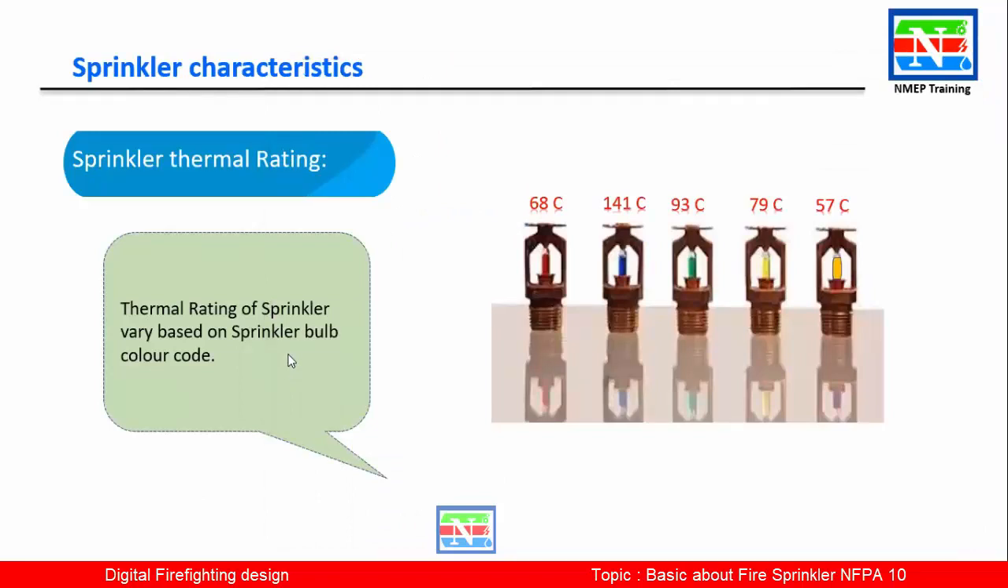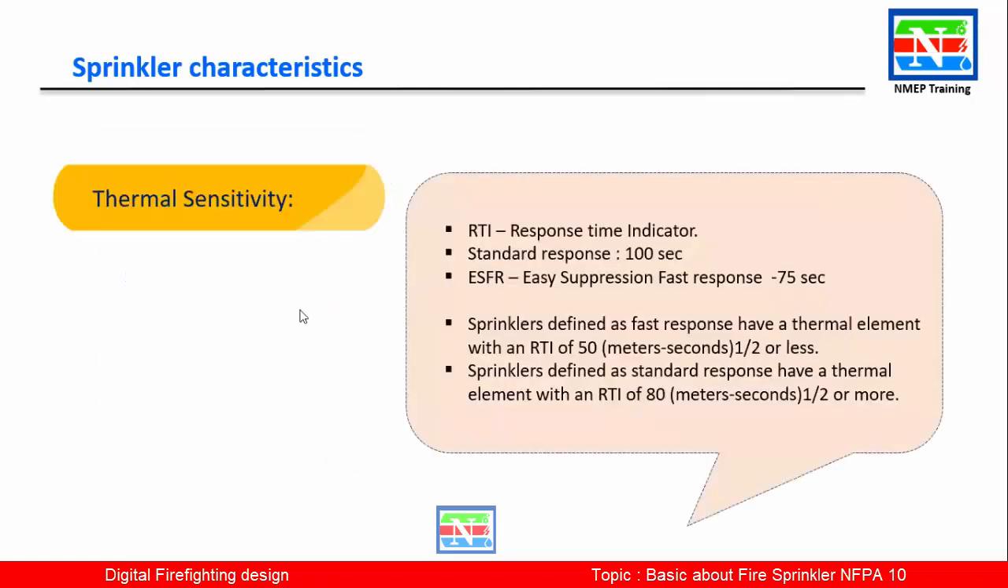Next is we have different characteristics of sprinkler. So we'll discuss that. First is your sprinkler thermal rating. As we discussed, different temperature will have different color code. The thermal rating of the sprinkler varies based on the sprinkler color code, as we discussed. Next is thermal sensitivity, which is your response time indicator, RTI.